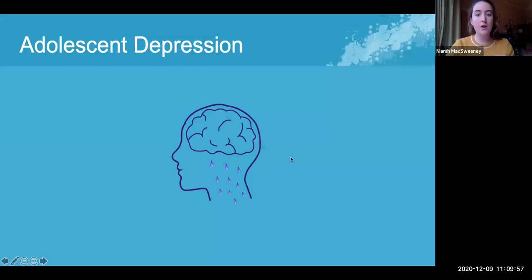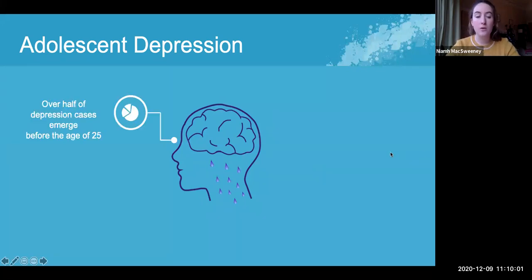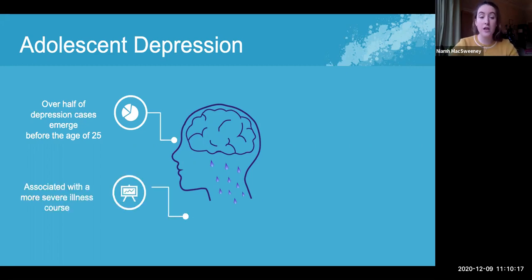Just a brief overview on adolescent depression. We know that over half of depression cases emerge by the age of 25. So if we look at the life course as a whole, adolescence is the time of greatest vulnerability for depression. And unfortunately, depression during adolescence is associated with a more severe illness course, so a greater number of episodes, as well as a more severe symptom presentation.